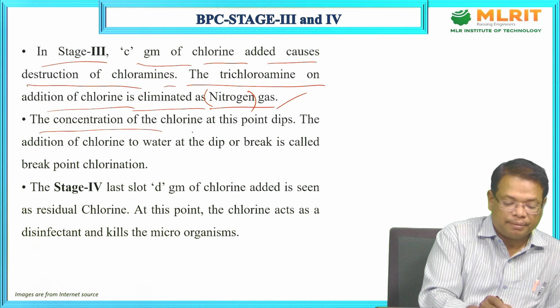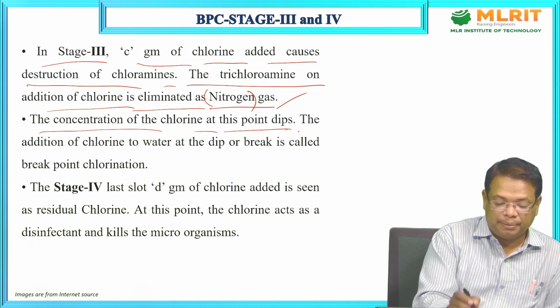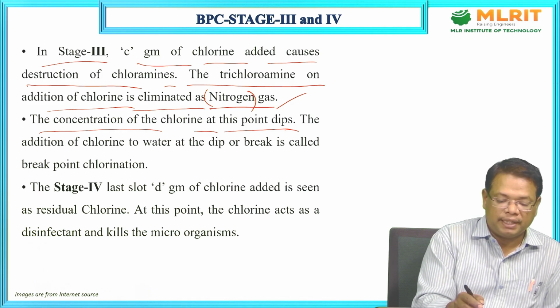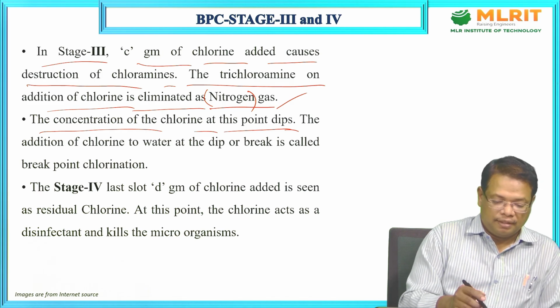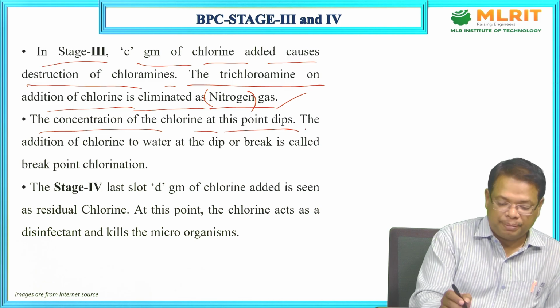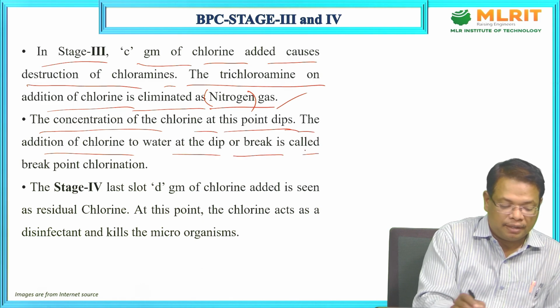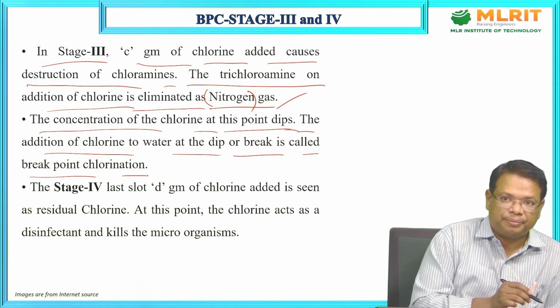The concentration of the chlorine at this point dips. The concentration of chlorine dipping means the free available residual chlorine is available in the particular water sample. The addition of chlorine to water at this dip or break is called the break point of chlorination. So this is the break point of the chlorination.